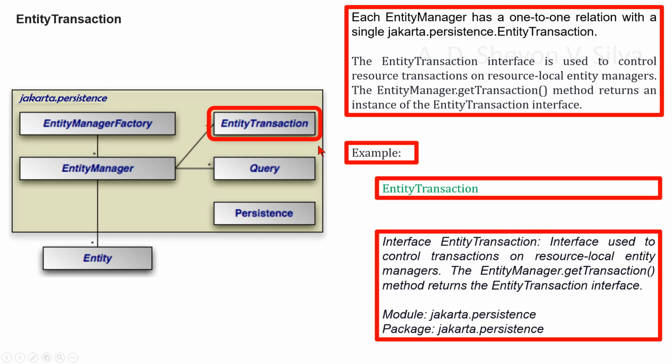As an example, we can consider interface EntityTransaction. It is an interface used to control a transaction on resource-local entity managers. The EntityManager.getTransaction method returns the EntityTransaction interface. This is in module Jakarta.persistence and package Jakarta.persistence.